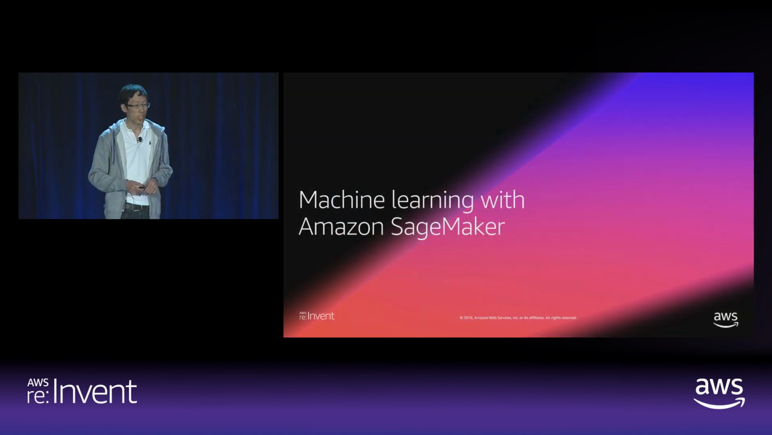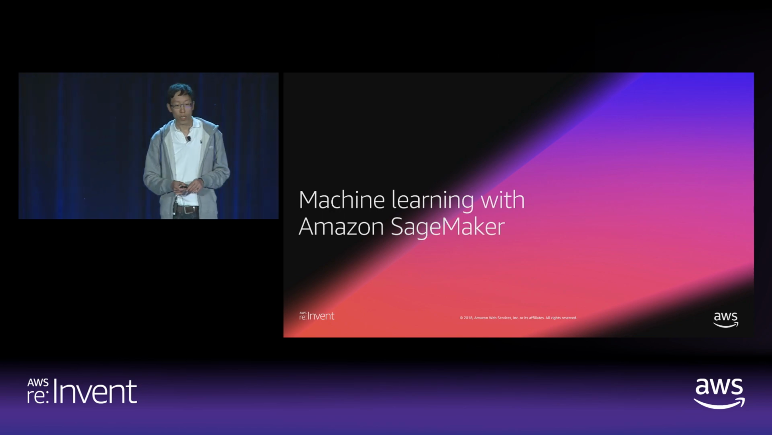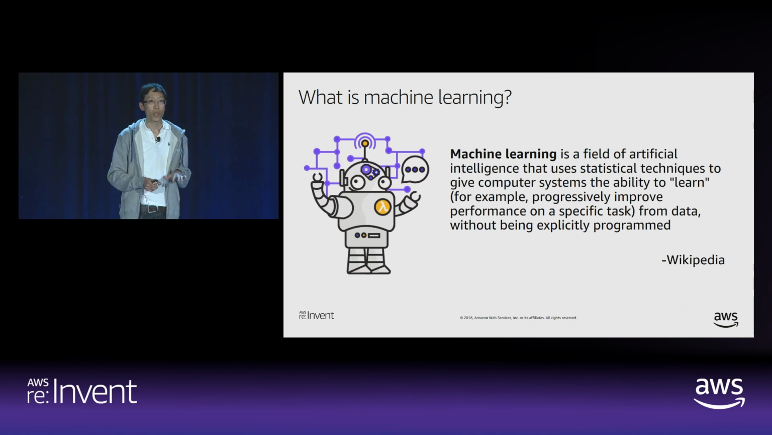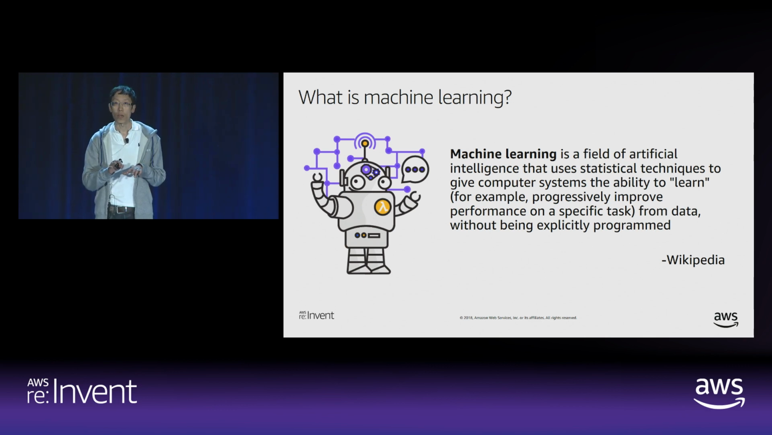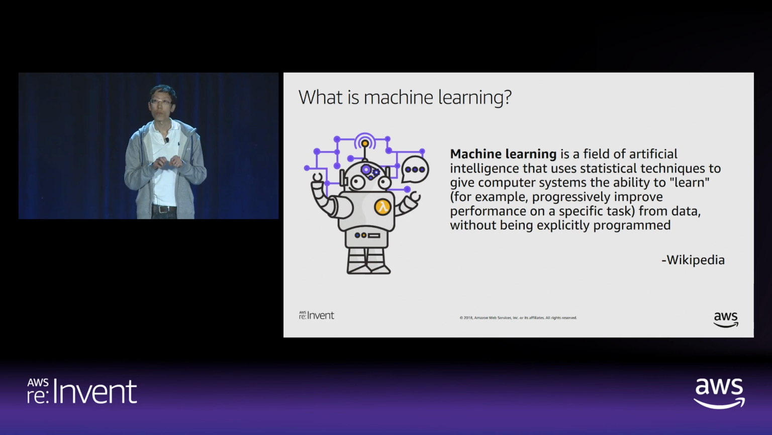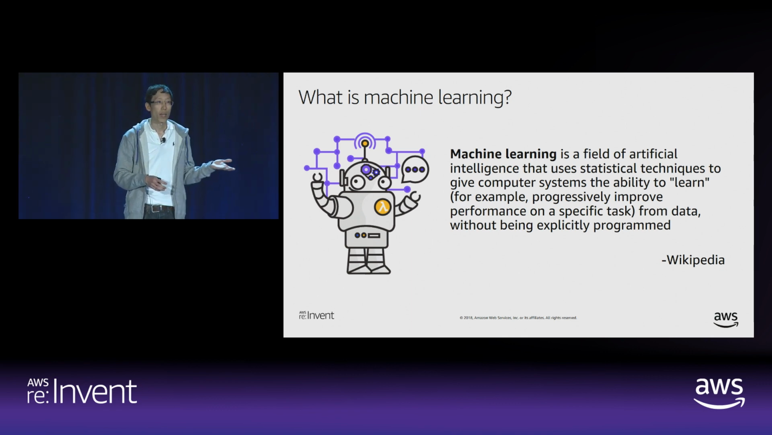Another topic is machine learning with SageMaker. For machine learning with SageMaker, we first need to understand what machine learning is. Machine learning is a field of AI where, instead of creating programming rules in your code, the model and the logic of the software come from your data instead of your programming logic.